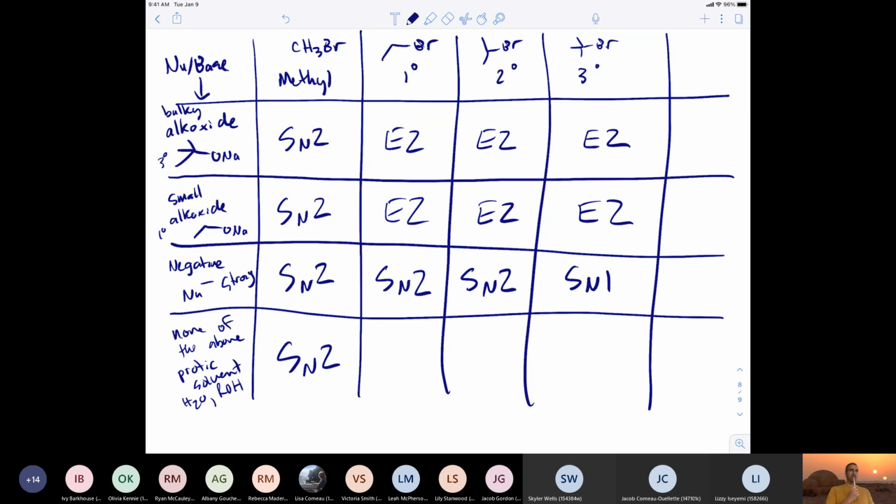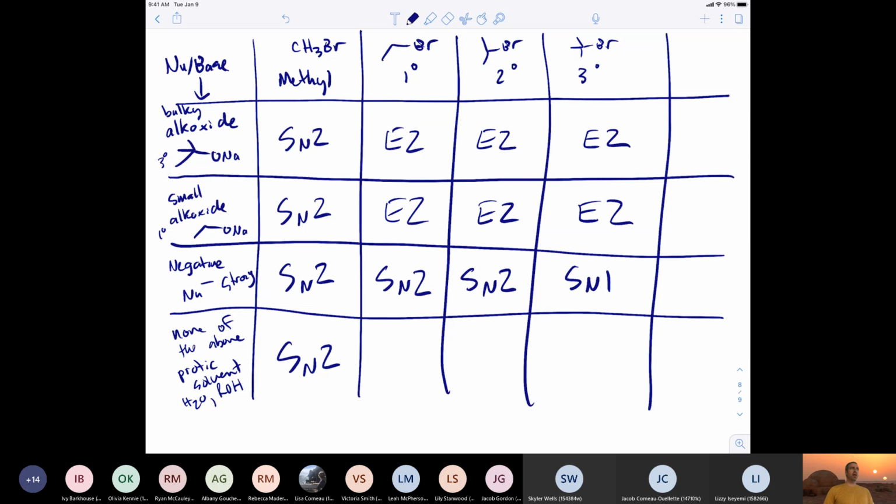No E1 either for primary, because you need to make a carbocation for E1. Primaries don't make carbocations. So all these little pieces of information you've learned as one-offs, we're fitting them all together now into this big grid.